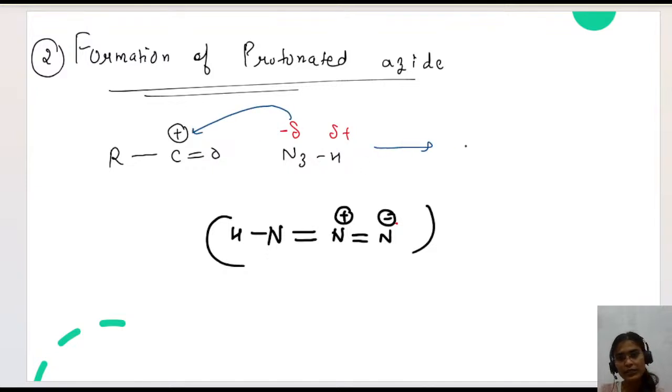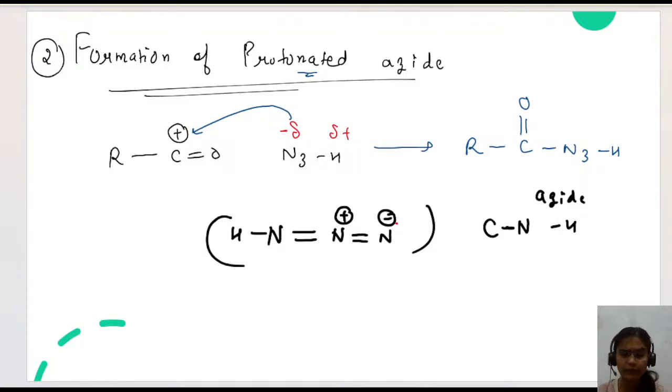So what will be the next step? That is R. The carbon will remain the same, and this is how the nitrogen N3 simply connects here. This is a protonated azide. Of course, hydrogen is also connected here, so this is a protonated azide. You know what an azide is: when this nitrogen combines with this carbon and one hydrogen, this kind of thing is known as an azide. Okay, so the azide is ready now.